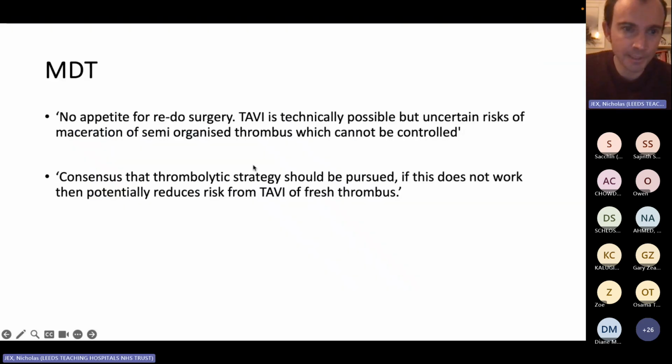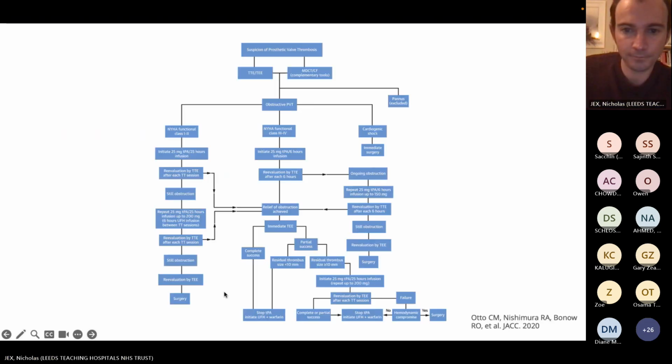So the patient underwent MDT discussion, and the impression was that there was no appetite for redo surgery, given the age of the patient and comorbidity, etc. And TAVI was technically possible, but there were concerns about the risks given the presence of some semi-organized thrombus, which would be difficult to control during the procedure. So the consensus of the MDT was that the patient should have thrombolysis, and that if this doesn't work, that would then potentially reduce the risks during TAVI of any fresh thrombus being present.